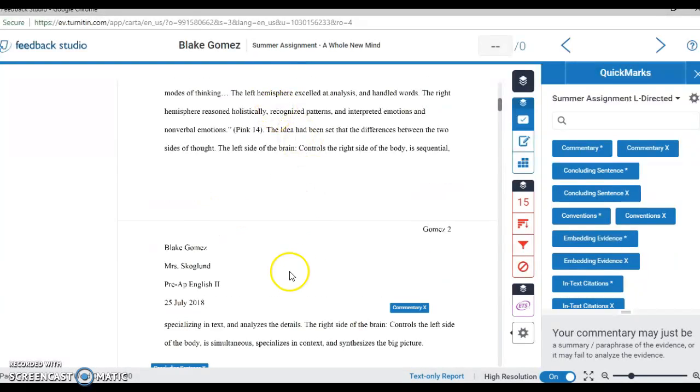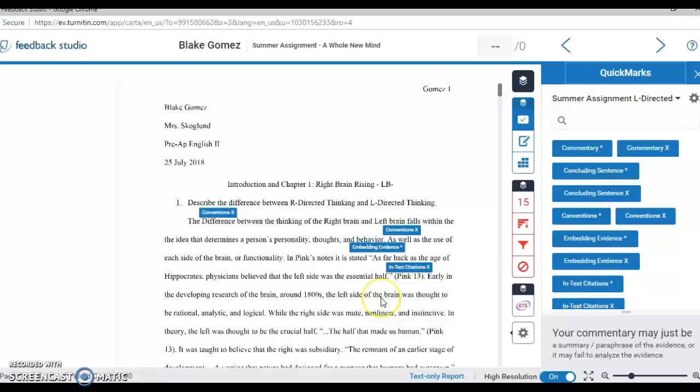So in this example, I think some better commentary would have maybe talked about why the left hemisphere is important and why the right hemisphere is important, or maybe given an example of what the left hemisphere could do and what the right hemisphere could do. But I think just trying to get beyond repeating what's been said.